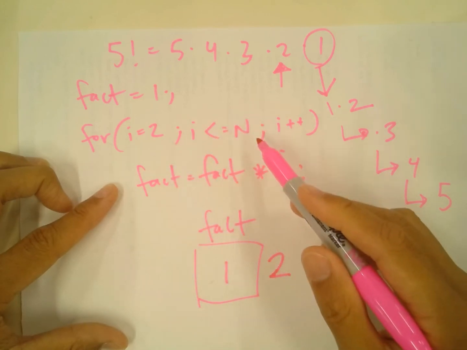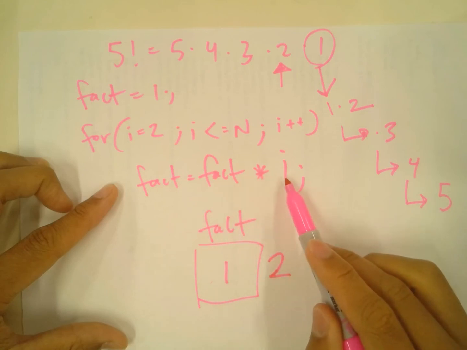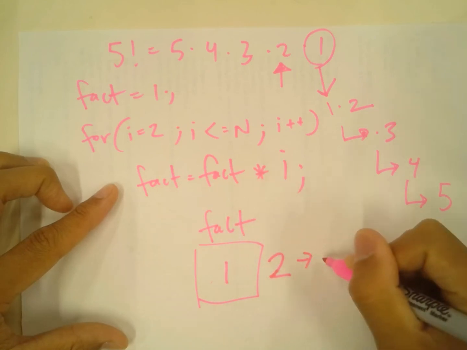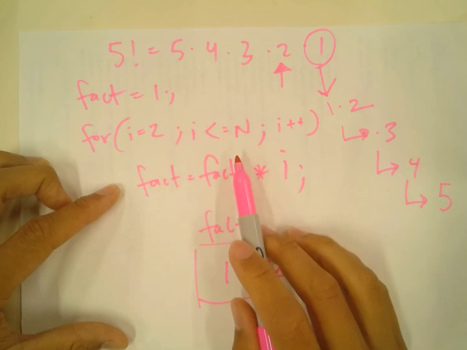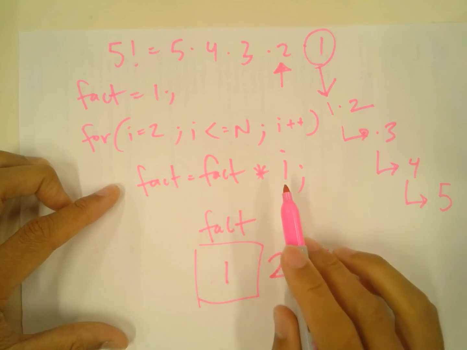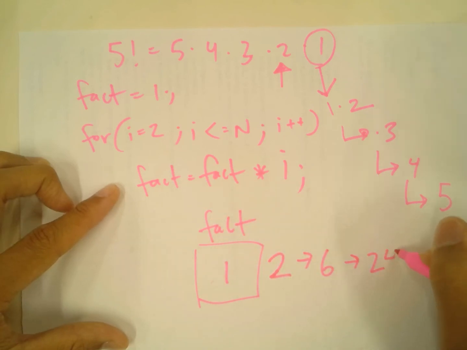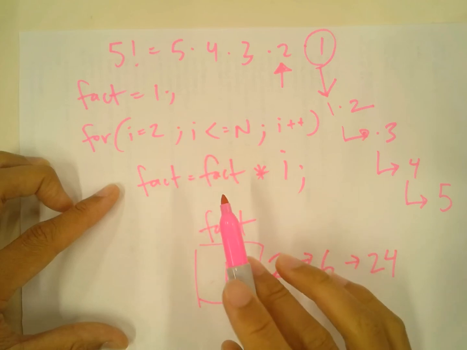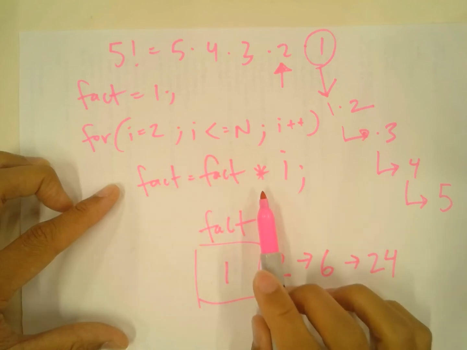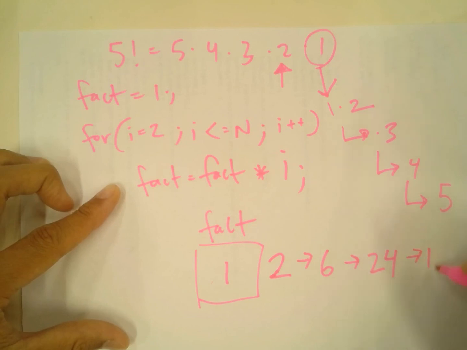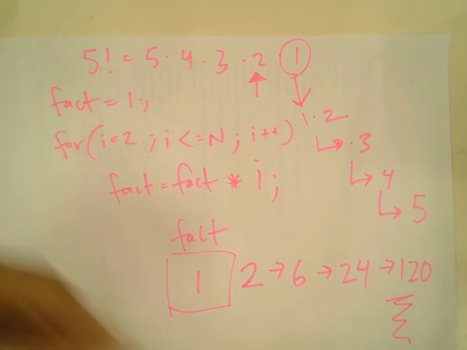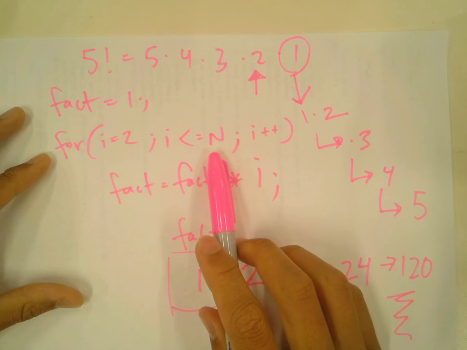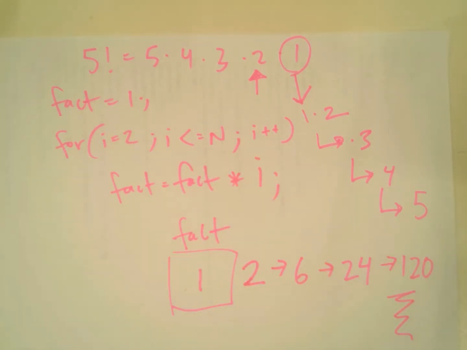Now the next iteration through, it's going to be 2 times 3, which is 6, which is stored in fact. And then the next iteration of the loop, it's going to be 6 times 4, which is 24. And then the last iteration is going to be 24 times 5, which is 120. And that is our final answer for this problem here. And so of course you would want to probably test this algorithm to see that it works for different values of n. But yeah, that's the way to go.